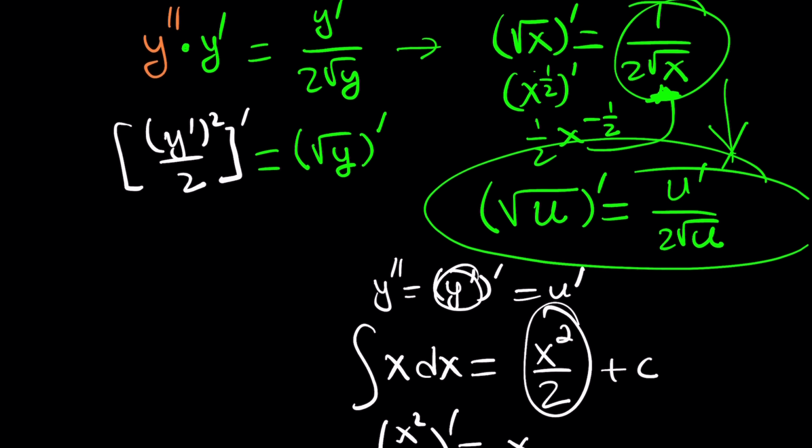Well, here's the good thing. You have the derivative on both sides. So you can just integrate. If the derivative of a function equals the derivative of another function, guess what happens? These functions differ by a constant, right?